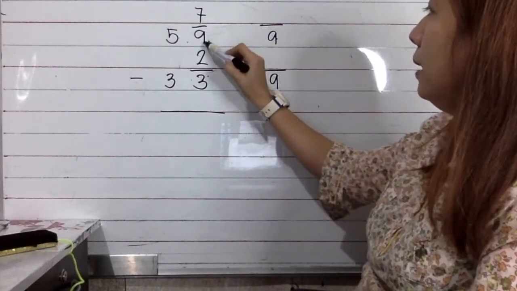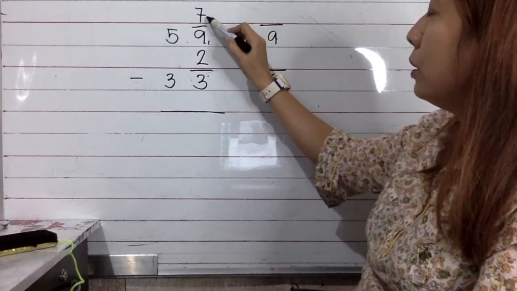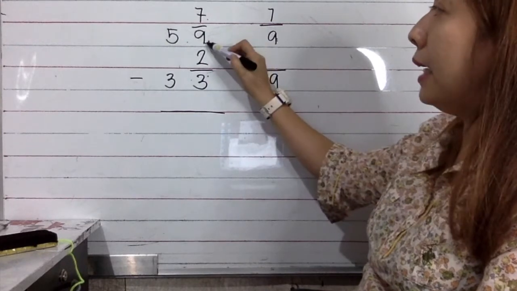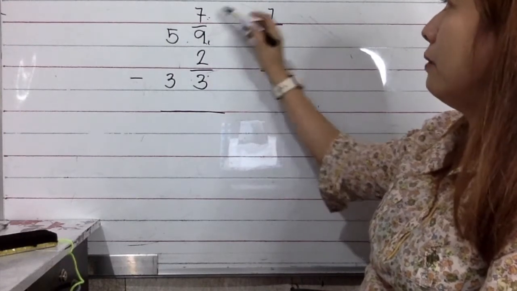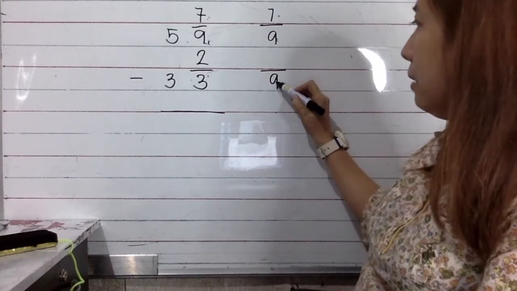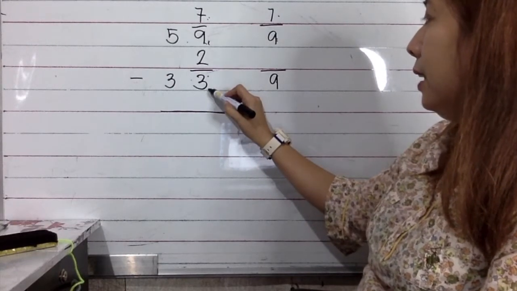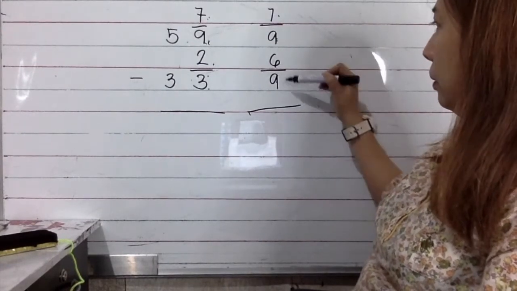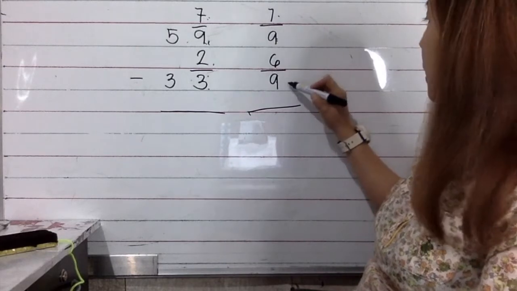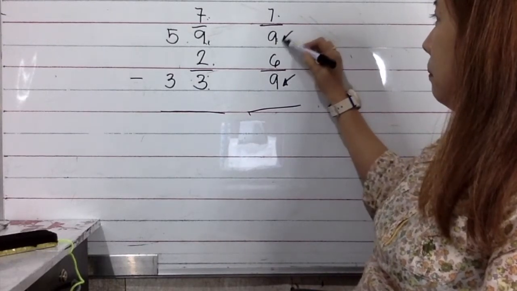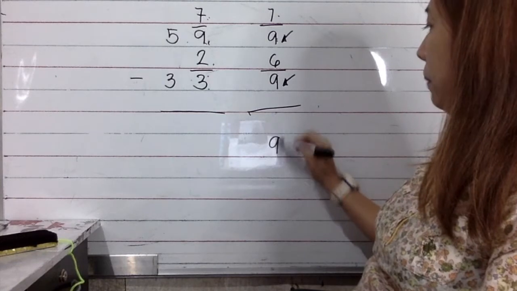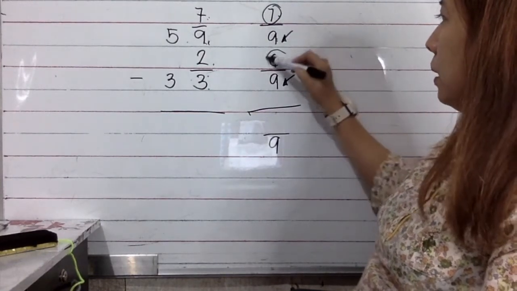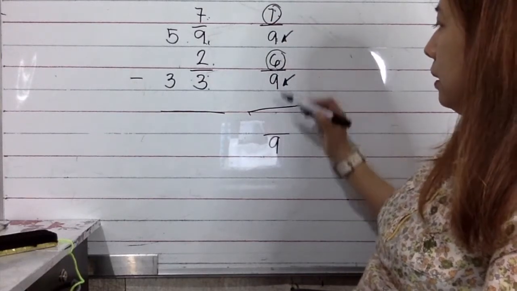So 9 divided by 9 is 1, multiplied by 7, that's 7. 9 divided by 3 is 3, times 2, it's 6. Okay, so observe, they are now having the same denominator. Copy it again if they are having the same denominator, and then proceed with the numerator. 7 minus 6 is 1.